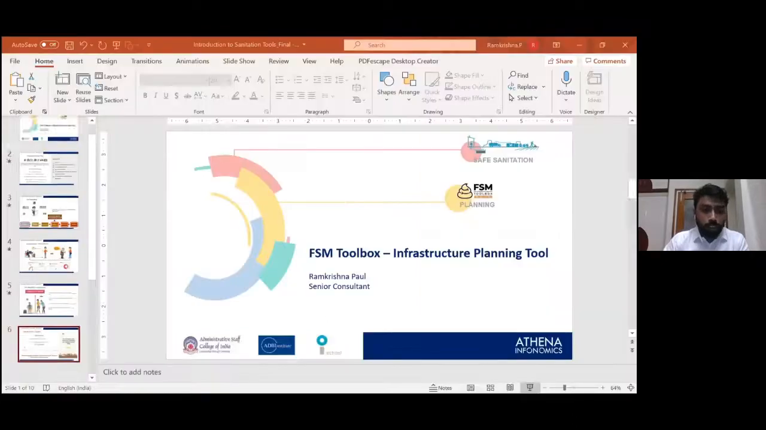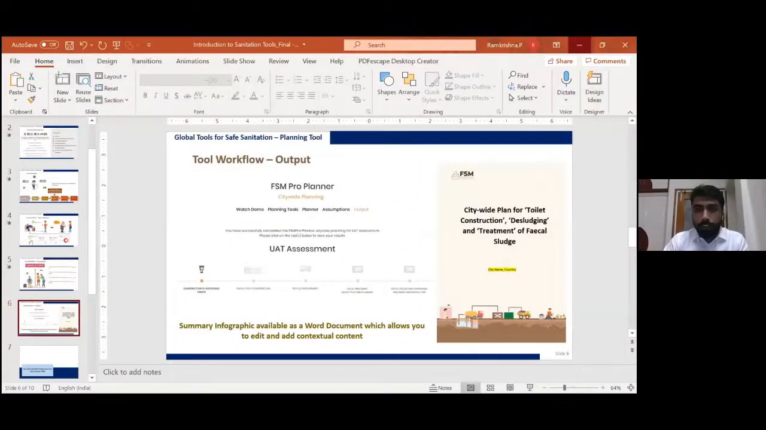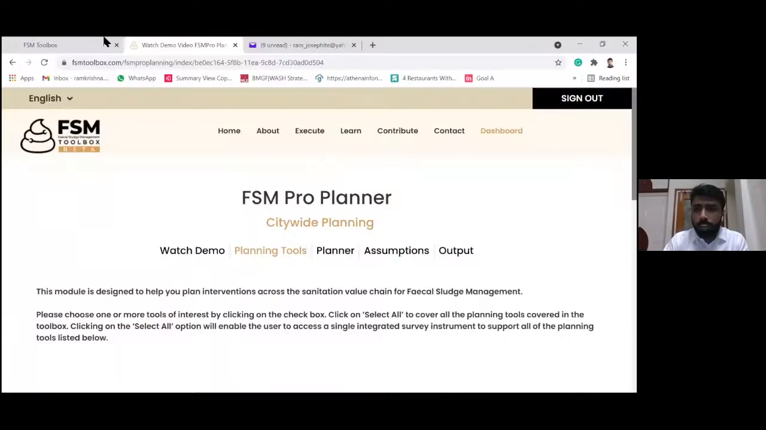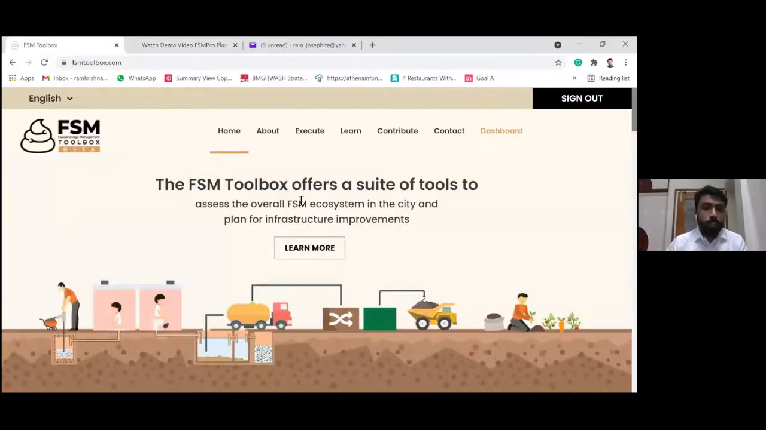I will just show you the platform and give you a walkthrough of the platform. So this is how the toolbox platform looks once you enter. It's www.fsmtoolbox.com. It's open access. Here I have already signed in, so you will not see a sign in option, but once you are on the platform, you will get a sign in option to sign in and register. There are no charges or anything.